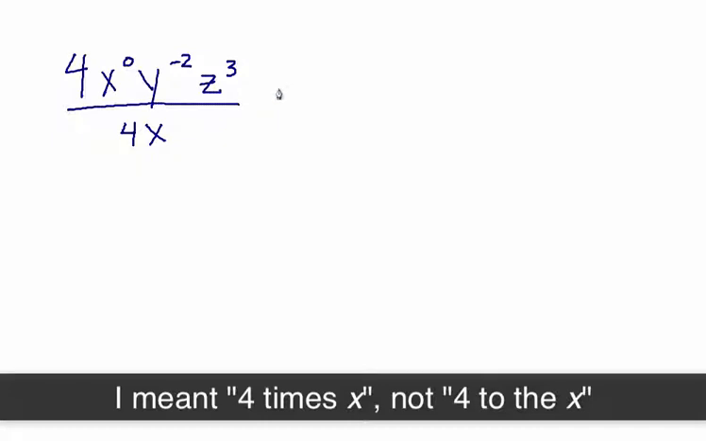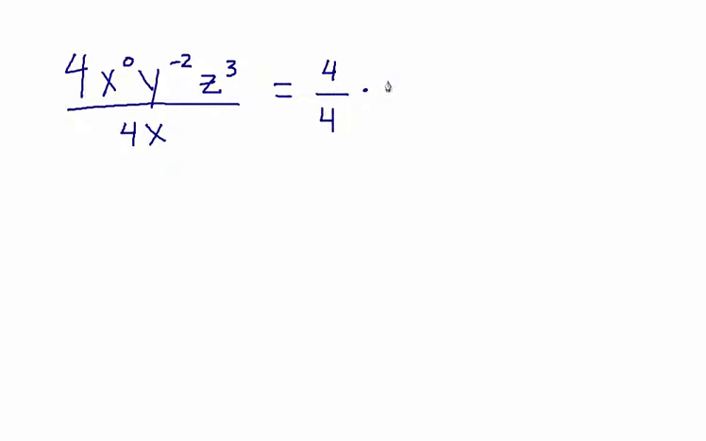So let's get a little bit more complex. 4 times x to the 0, y to the negative 2, z to the 3, all over 4 to the x. Let's take each thing a step at a time. I'm going to separate them out by like terms. So I'm going to put the x's together, I'm going to put the y by itself, and the z by itself because they don't have any corresponding y or z's in the denominator. I'm going to simplify each of these separately and then multiply them back together.